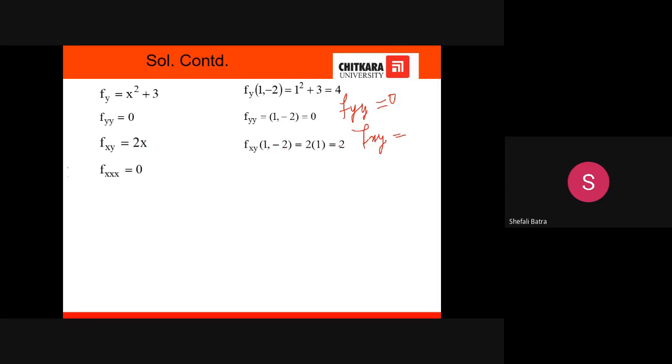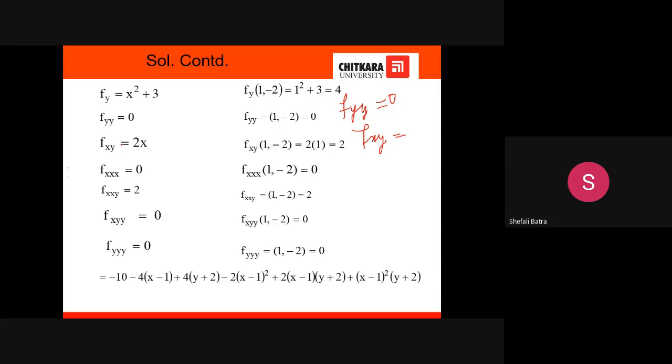Correct? Now f triple x would be 0. So f triple x value would be 0. f double x y, that is 2, and value is 2. Then fxyy that is equal to 0. You can find out all the derivatives. It would be 0. And this is your third order derivative. Now you can observe every value is constant. So all higher order derivatives would be 0.